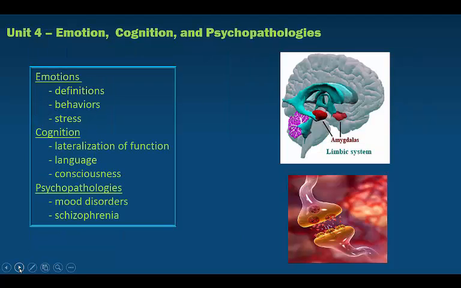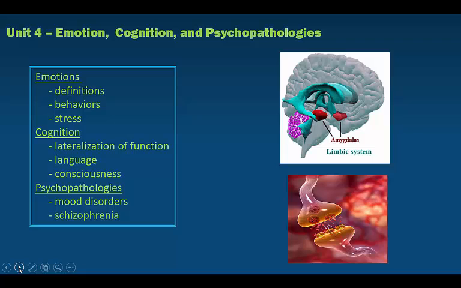In Unit 4, we cover emotions, cognitions, and psychopathologies. When discussing emotions, we will not only attempt to define what an emotion is, but we'll also examine the concept of stress and the impact of stress on both physical and psychological well-being.